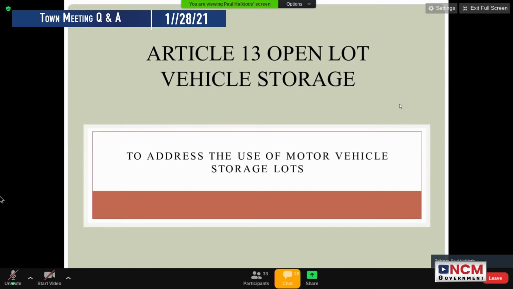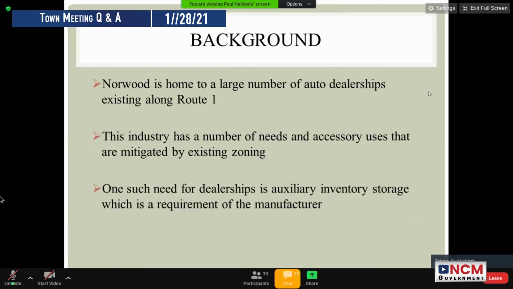Article 13 will change regulations for open lot storage of vehicles. This is a subject matter that town meeting members I know are familiar with, because we had a moratorium on new open lot storage facilities that expired in July. And we were hoping to get these regulations in place before it expired, but time ran out. So we have a bylaw amendment that will hopefully provide a balance between what the auto industry needs and trying to rein these things in and regulate them and bring them into the Route 1 corridor where they belong.